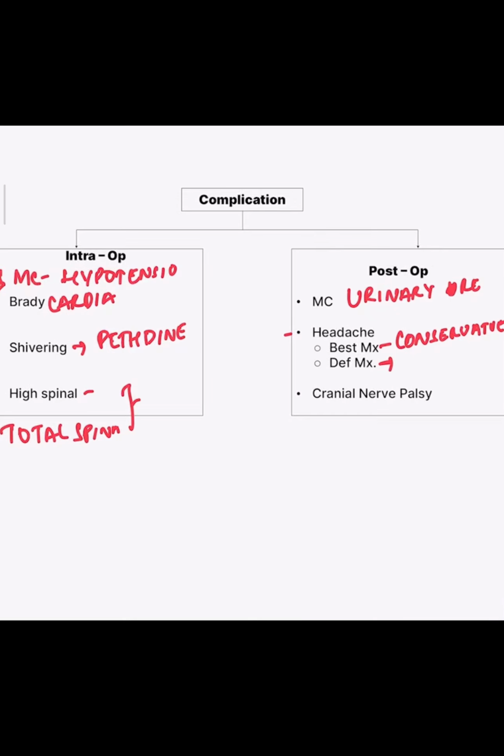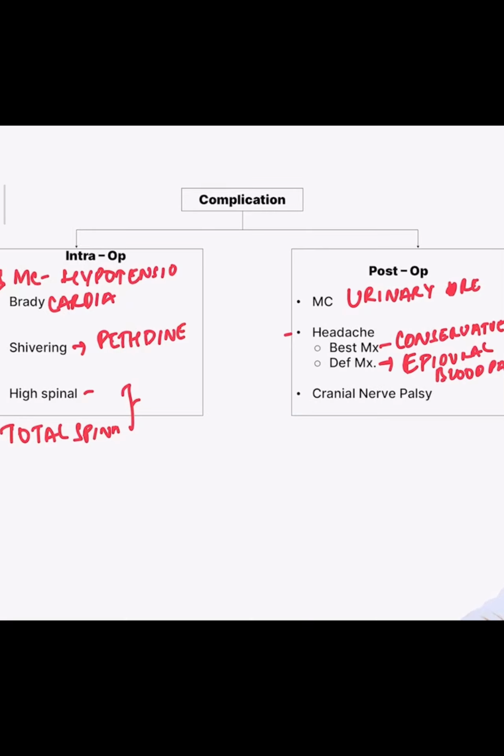But what is the definitive management? Close the puncture with the help of a blood patch. That is called as epidural blood patch.